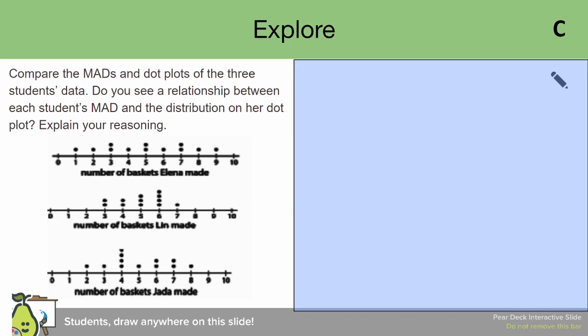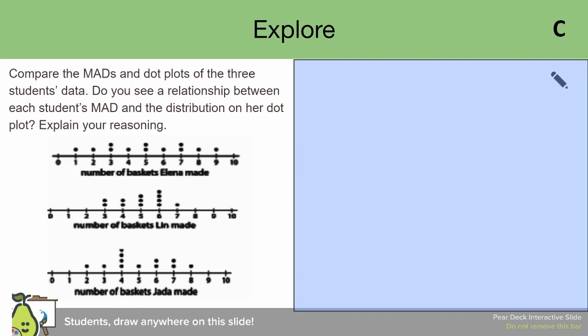Do you see a relationship between each student's MAD and the distribution on her dot plot? Explain your reasoning. Okay, so we have Elena's dot plot, we have Lynn's dot plot, and we have Jada's dot plot. Pause the video, let me know, what do you notice and what do you wonder about these 3 dot plots? All right, welcome back. You might have noticed that Elena's dot plot, the numbers are much further apart. You might have noticed that Lynn's dot plot, the numbers are kind of close together and more compact. And for Jada, you might have noticed the numbers are somewhat spaced out, but also somewhat compact.